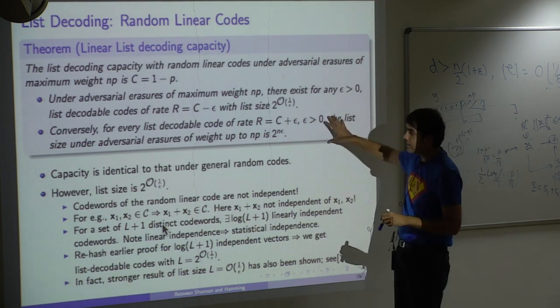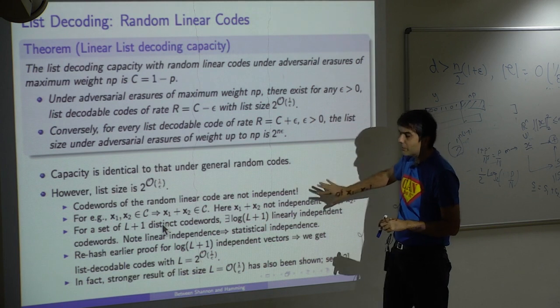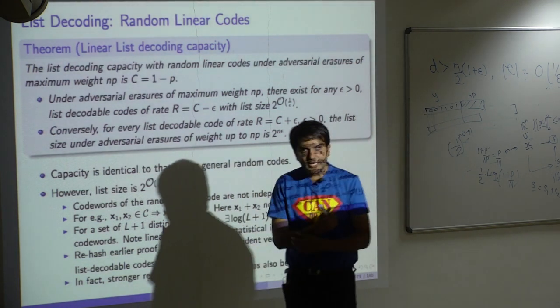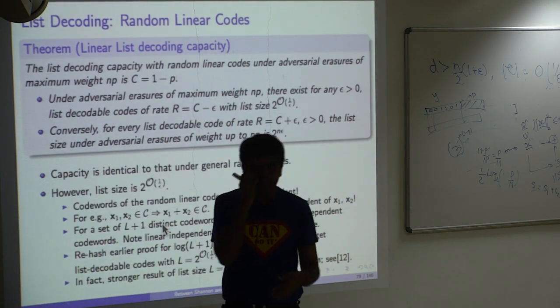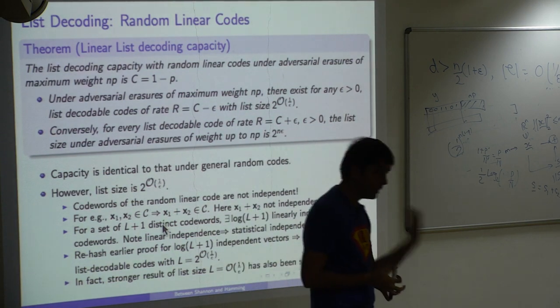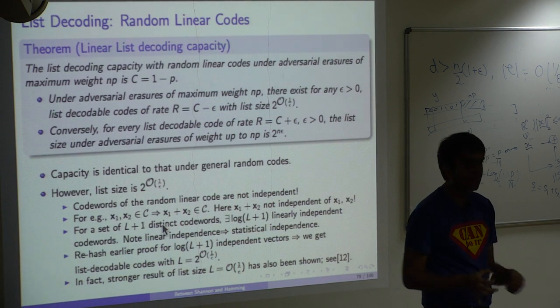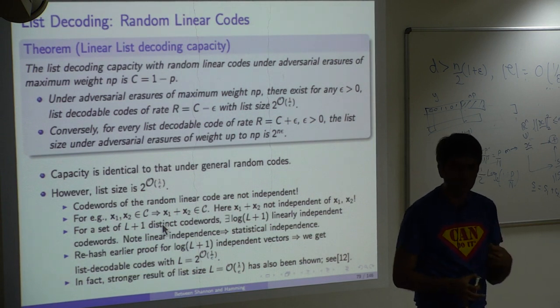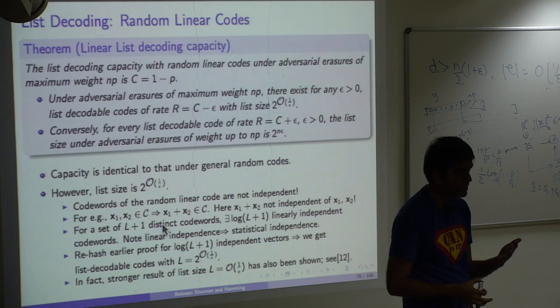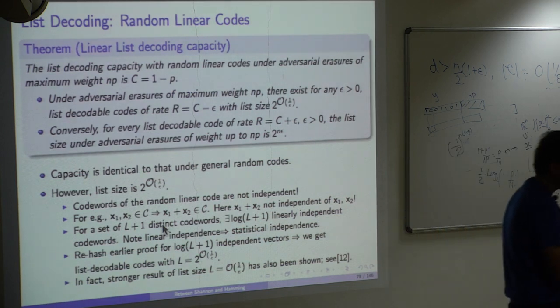So basically, now we're going to try to repeat the proof that we did for random codes, but we're going to do it with much more structured codes, linear codes. Now, what's the first and most immediate obstacle when we try to repeat the proof with linear codes? Our code words are no longer independent, right?